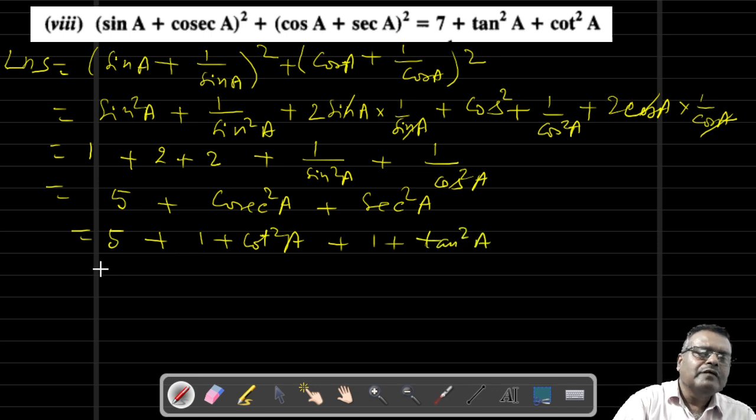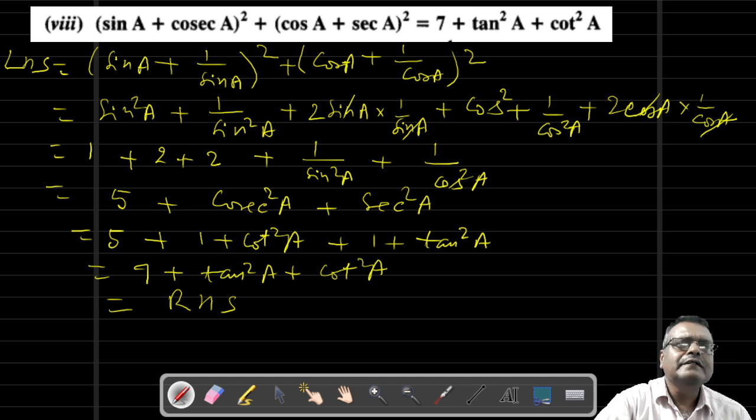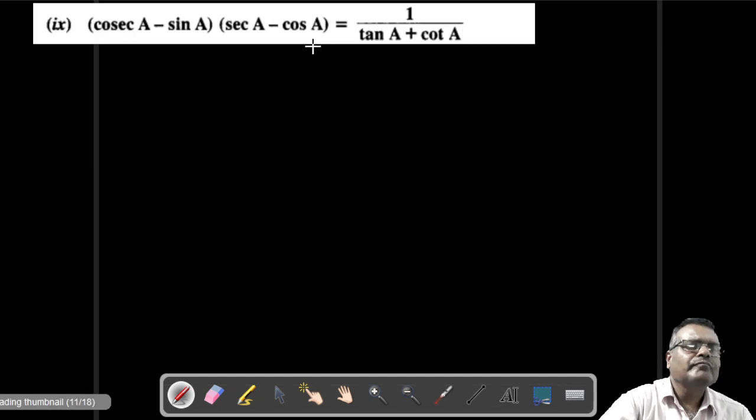So 5 plus 1 is 7 plus tan²A plus cot²A. This very same thing is the RHS. Proved. Next is the 9th question.